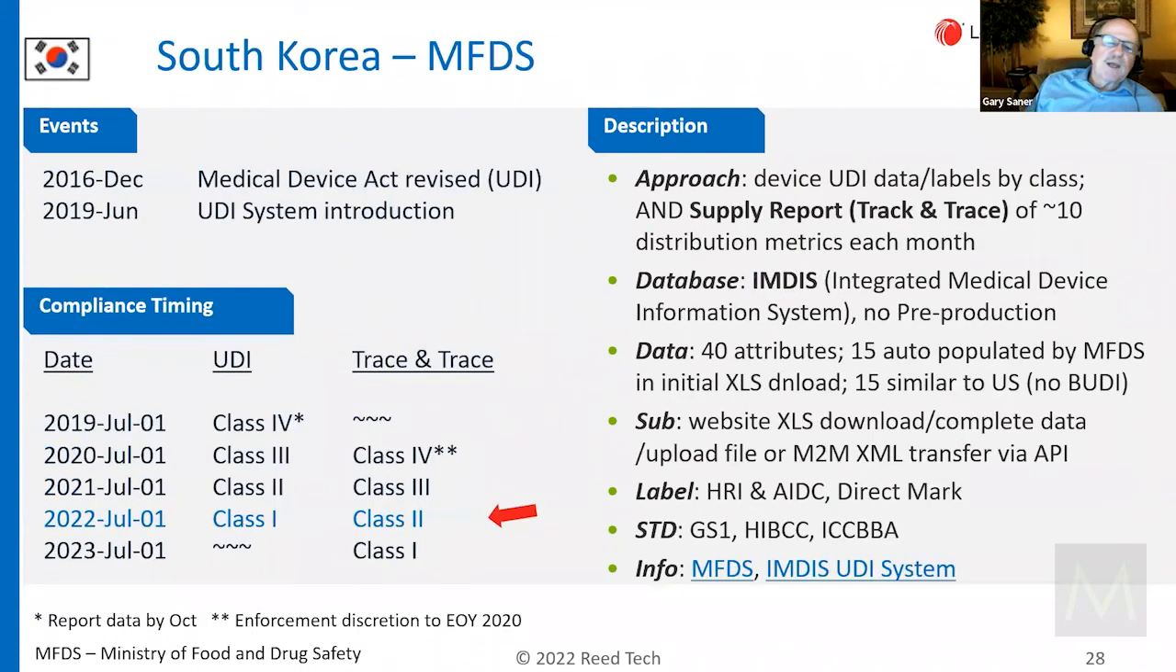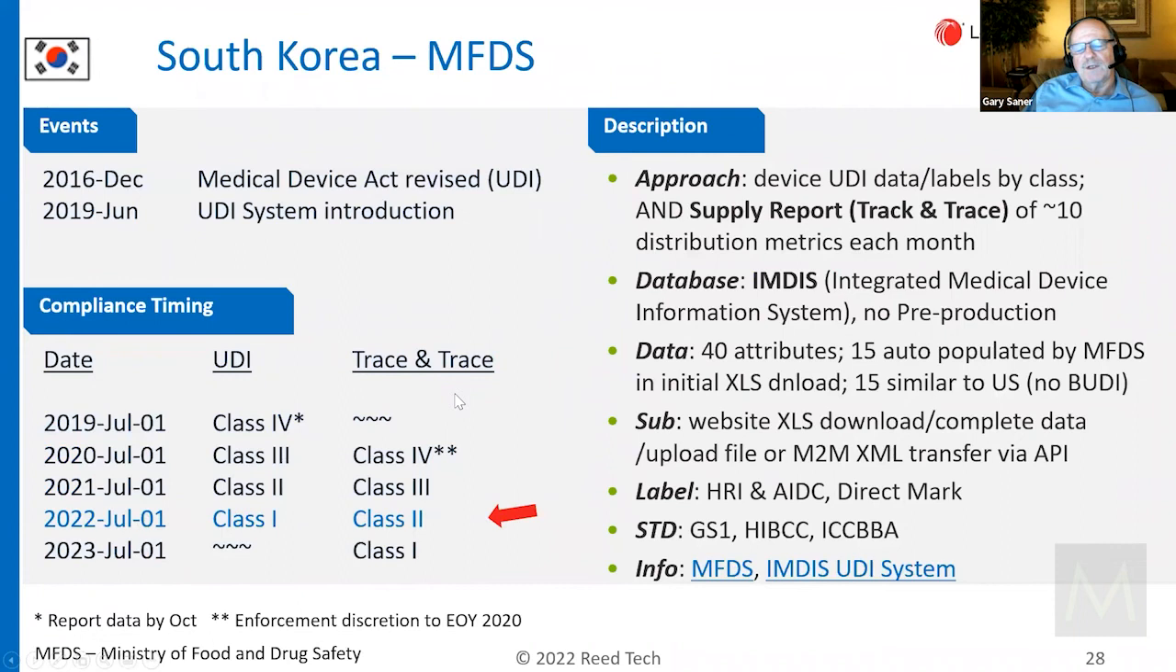So we're going to take a look at some of the other ones. South Korea. The news here is if you're selling into South Korea, this should be water over the dam. You should have already complied for all 4, 3, 2, and 1 classes.